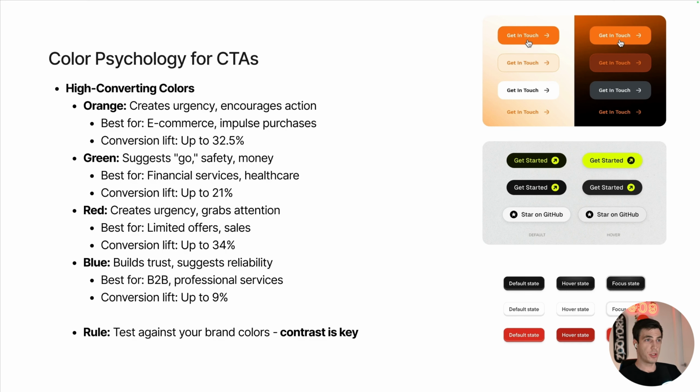Red creates urgency and grabs attention. It's best for limited offers and sales. Blue builds trust and suggests reliability. This is best for B2B or professional services. The rule of thumb here is to test against your brand colors. Contrast is key. You want to make sure that it's fitting within your brand colors, but also stands out on your page and fits within the guidelines of your brand and industry.